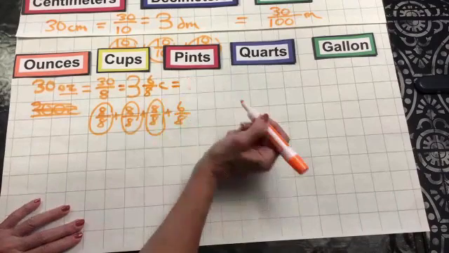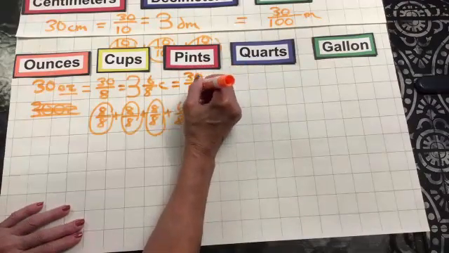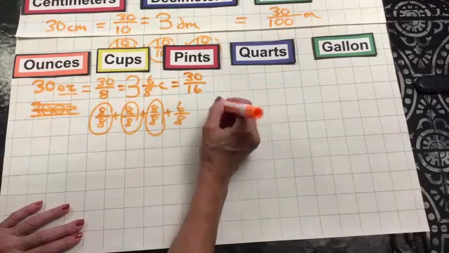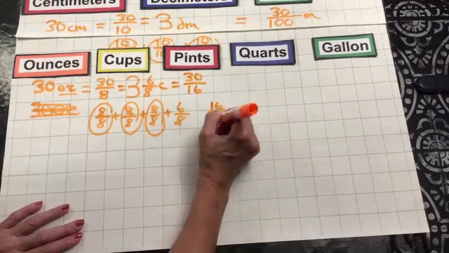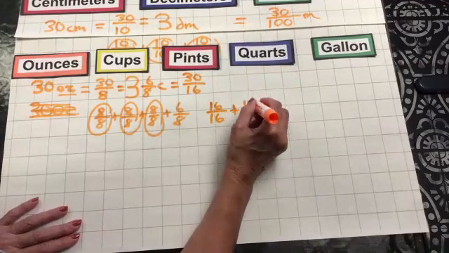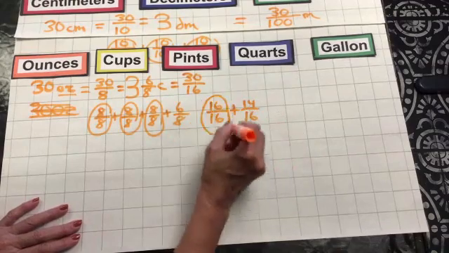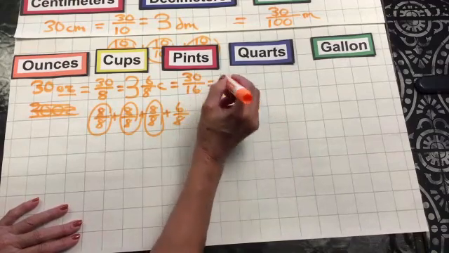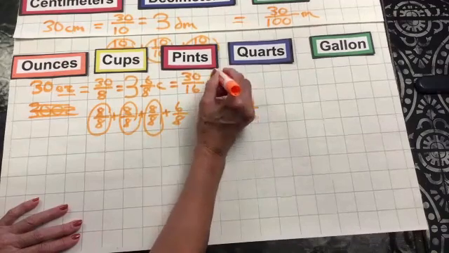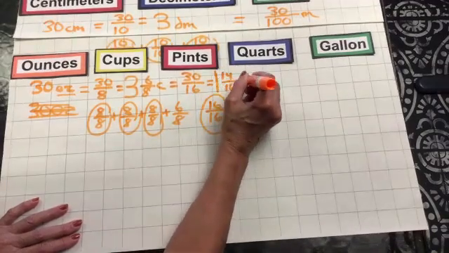All right, let's go on to pints. We have 30 out of 16. So we're going to divide by 16 again. 16 over 16 plus 14 over 16. Not quite a whole pint. So we definitely have 1 whole pint with 14 sixteenths. So 1 whole and 14 sixteenths pints.